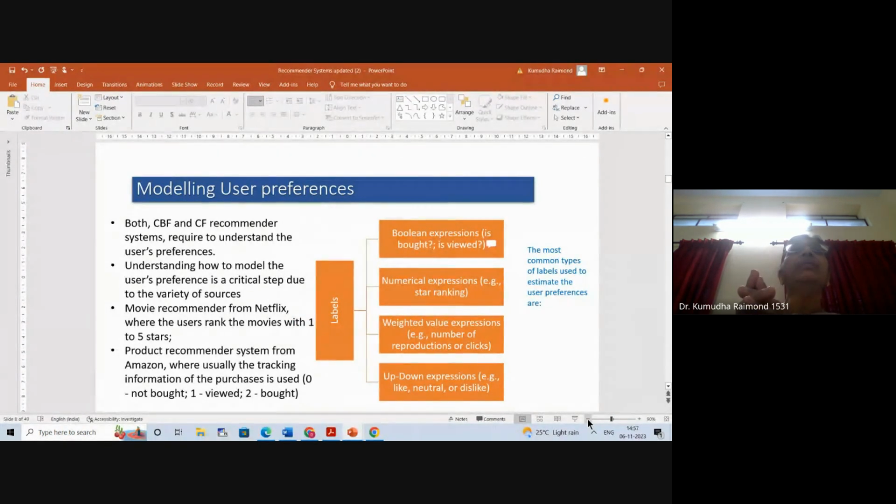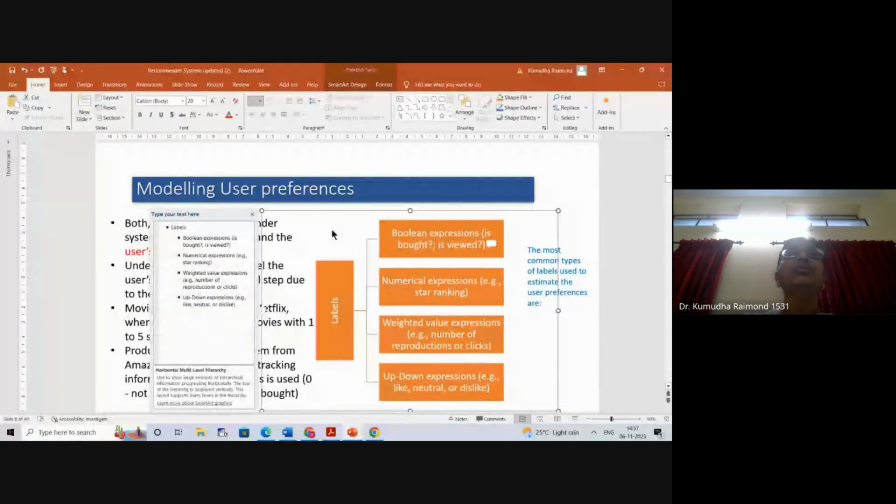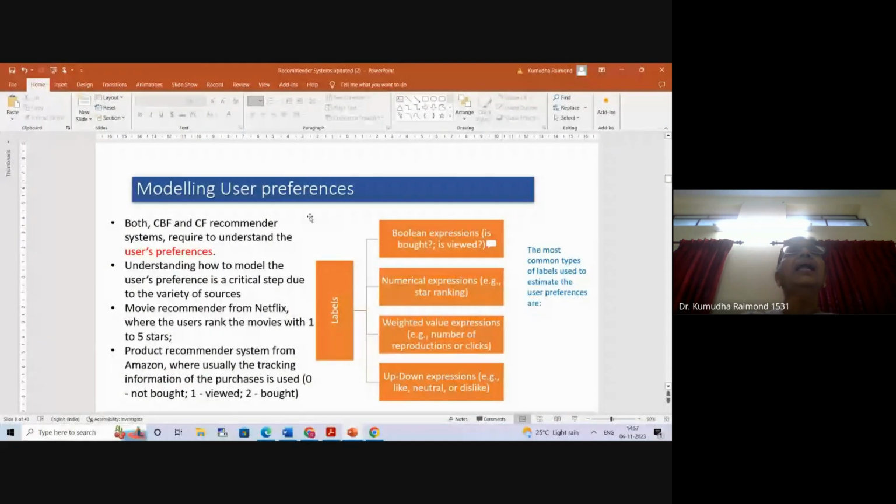What do we actually mean by user preferences? Both content based filtering as well as collaborative filtering, CBF and CF, recommendation systems require us to understand the user preferences, and then we should see how to model such user preferences.